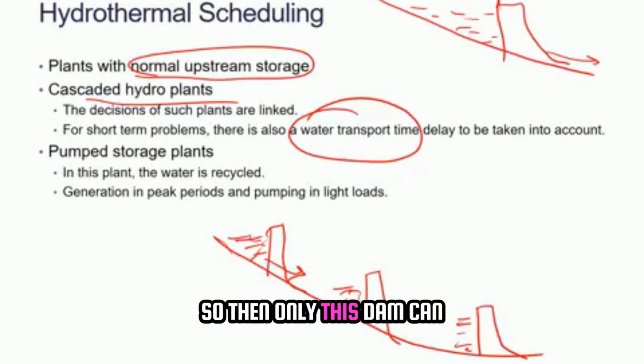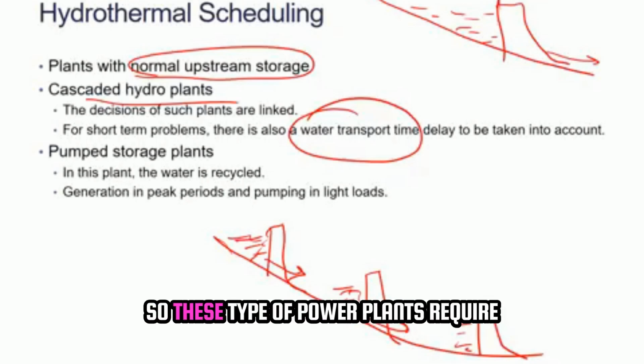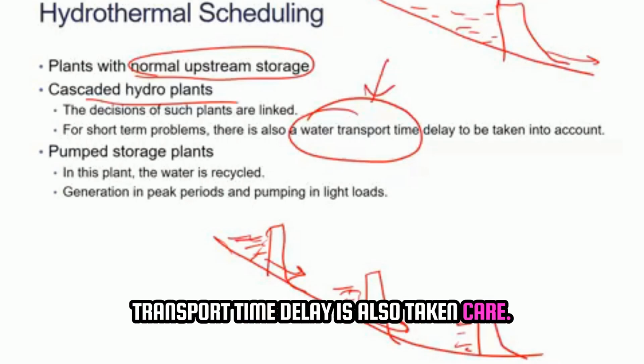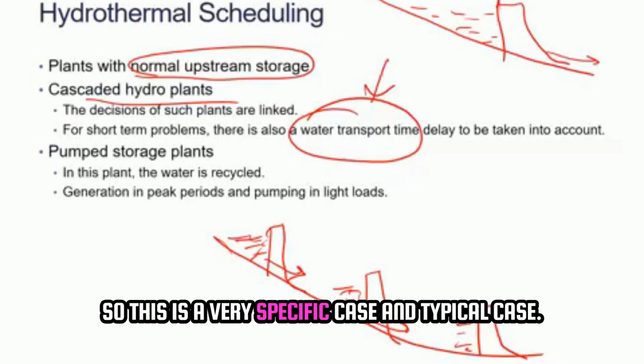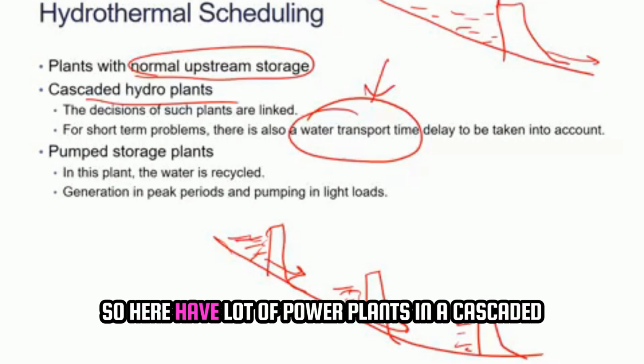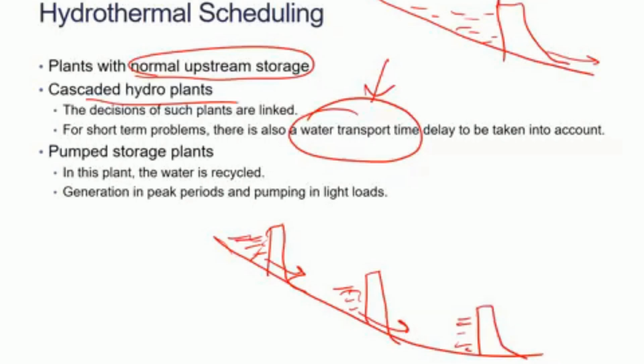So only this dam can generate a big amount of power. Obviously, when water is enough, then only it will be able to generate. So these types of power plants require a system operator to ensure that this power transport time delay is also taken care of. This is a very specific and typical case, which you can see here in Uttarakhand, where we have a lot of hydropower plants in a cascaded sense.